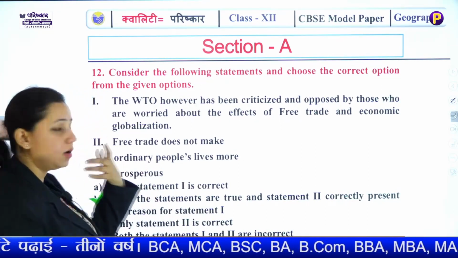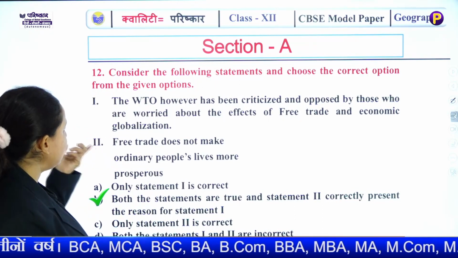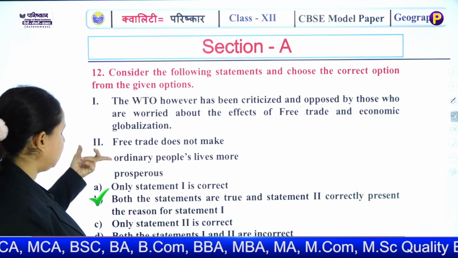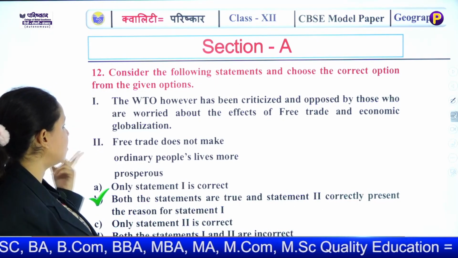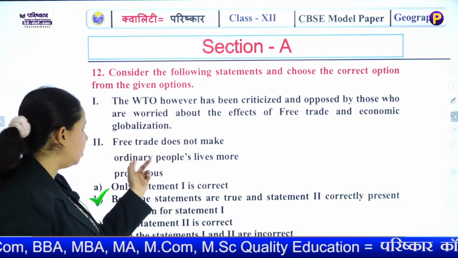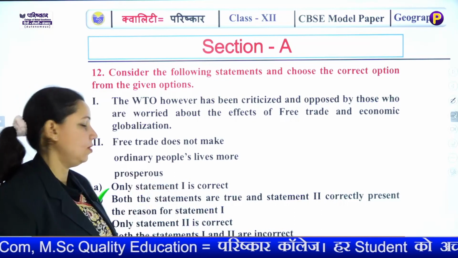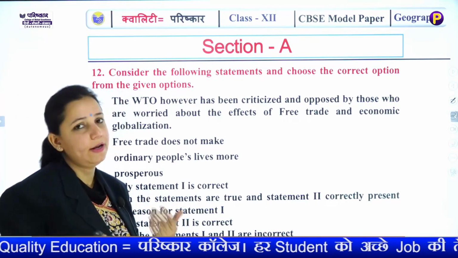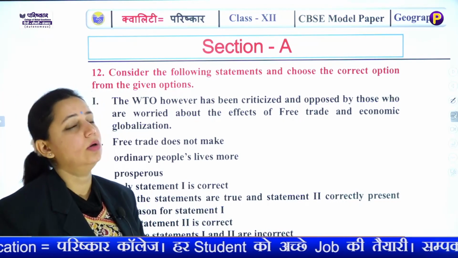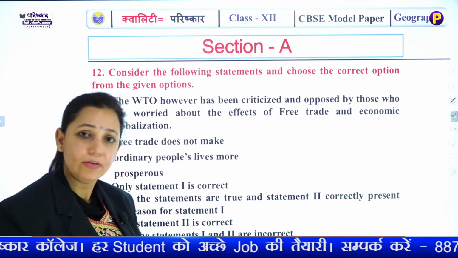If you know the global scenario, then you can easily clarify this answer: it does not make ordinary people happier and prosperous, because free trade only benefits the developed nations, not the developing and the underdeveloped ones.